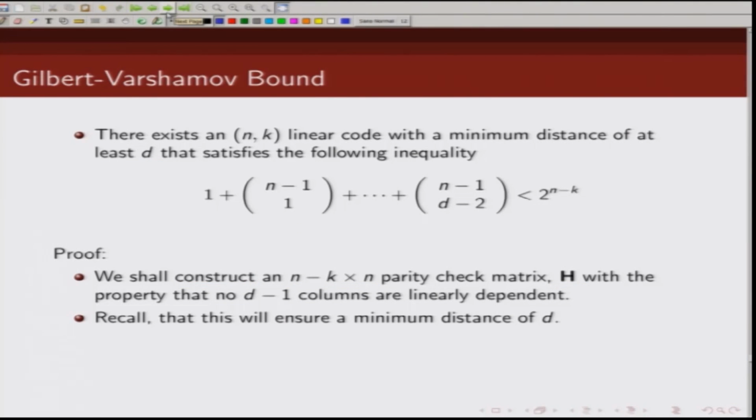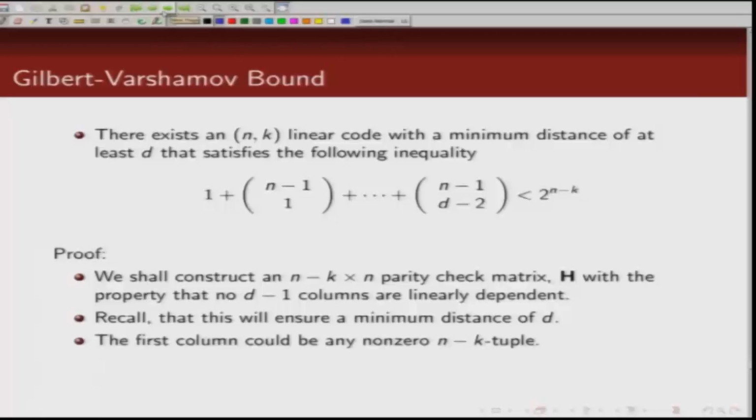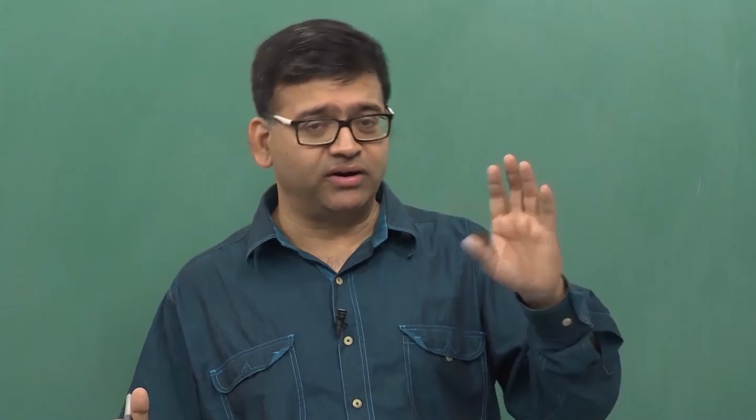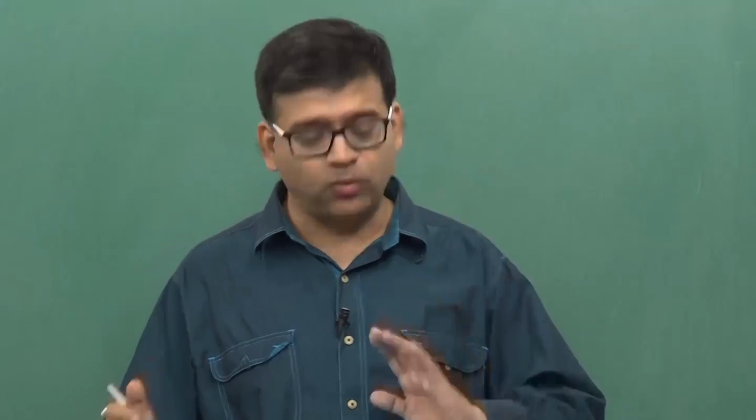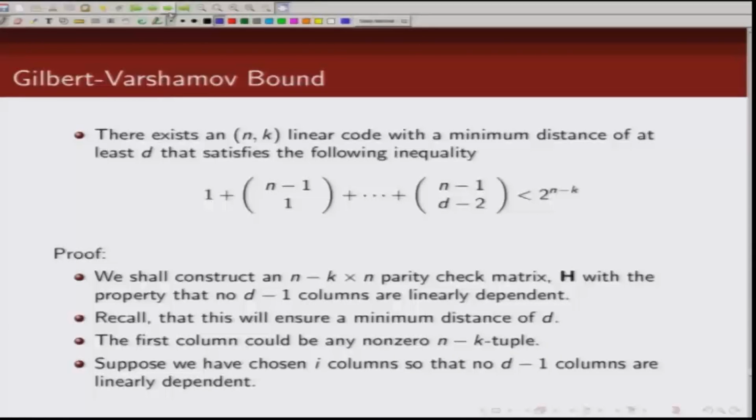So, how do we construct this parity check matrix H such that no combination of up to d minus 1 columns adds up to 0? Let us start with the first column. The first column of this parity check matrix could be any non-zero (n minus k)-tuple. It could be 1 followed by all zeros, or 0 1 followed by all zeros, or whatever. It could be any non-zero (n minus k)-tuple.